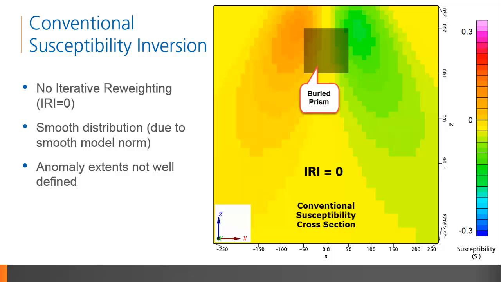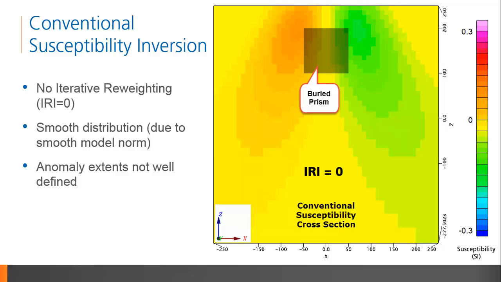We see that the inversion is unable to easily recover the location of the buried prism. In addition, the smooth model norm has created a broad positive and negative anomaly. It should be noted that the result fits the observed data to within 5% of the standard deviation, but it is not a good representation of the true subsurface.